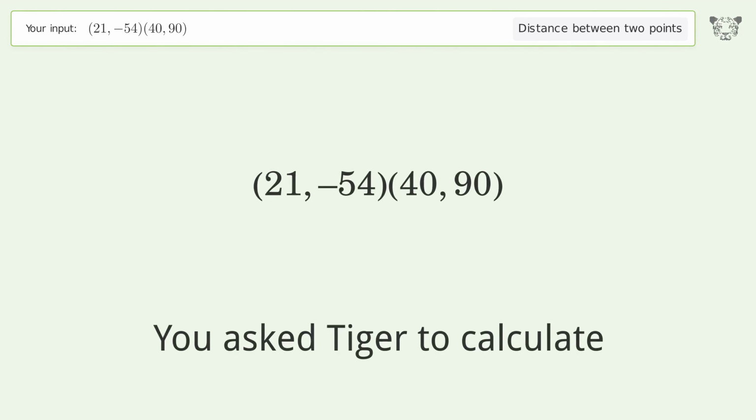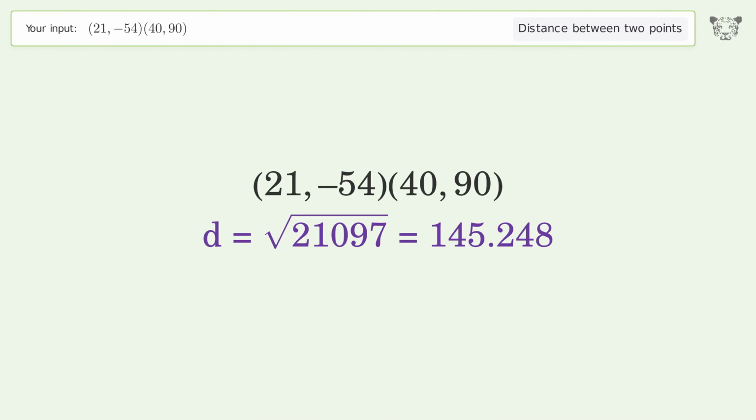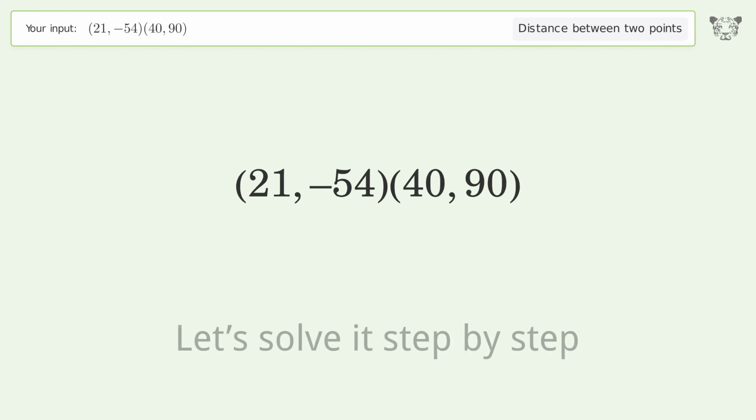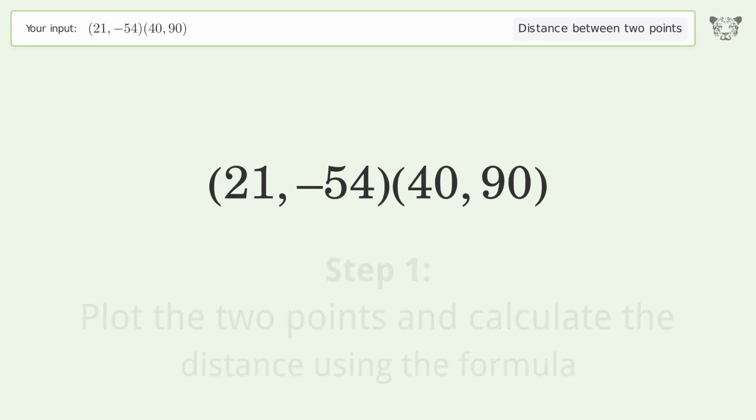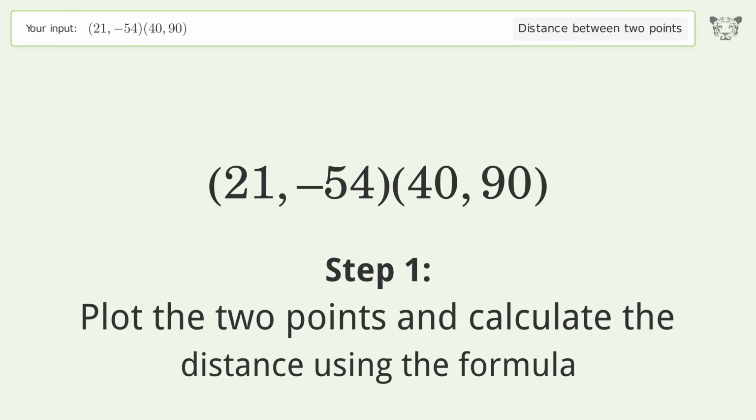You asked Tiger to calculate the distance between 2 points. The distance between the 2 points is the square root of 21,097, or 145.248. Let's solve it step by step. Plot the 2 points and calculate the distance using the formula.